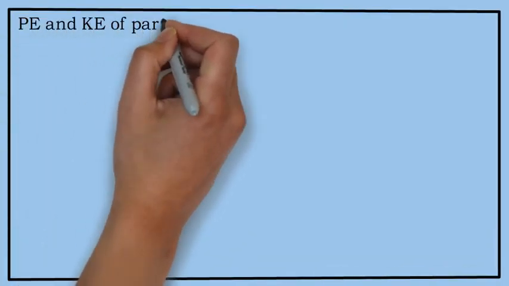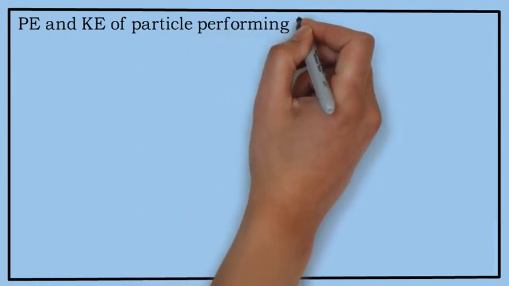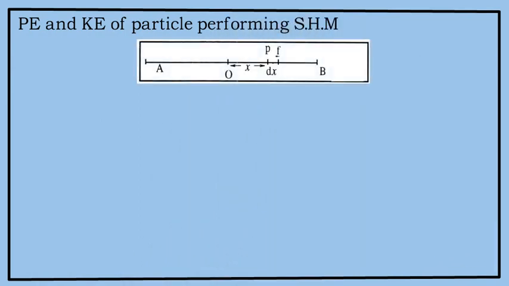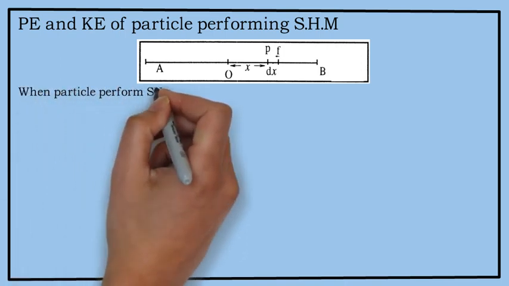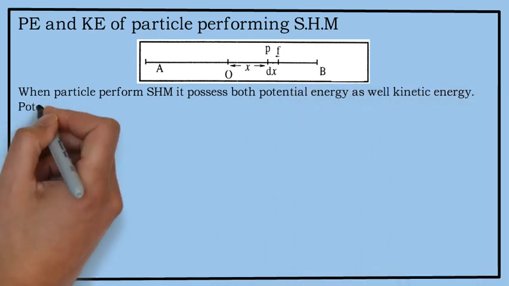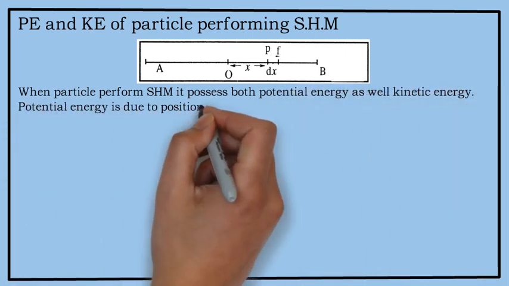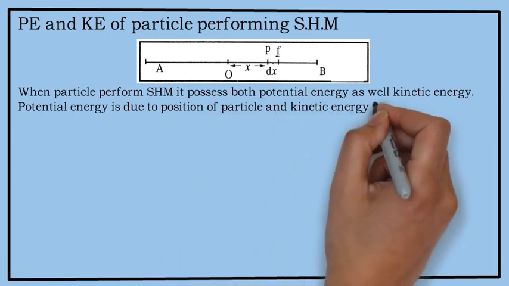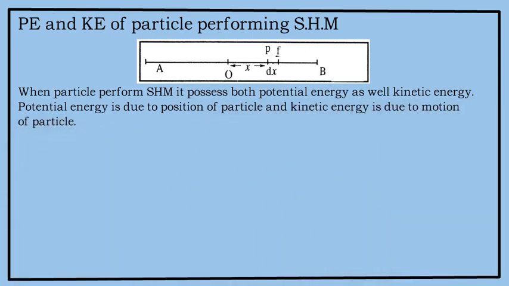Let us go ahead. The potential energy and kinetic energy of a particle performing SHM. Now you see the diagram where locations A and B are the amplitudes and O is the mean position of the particle. Now the particle is at position P. When a particle performs SHM, it possesses both potential energy as well as kinetic energy. Potential energy is due to the position of a particle and kinetic energy is due to motion of a particle.